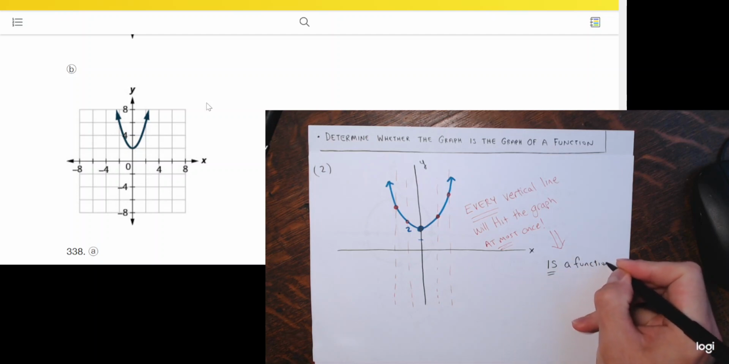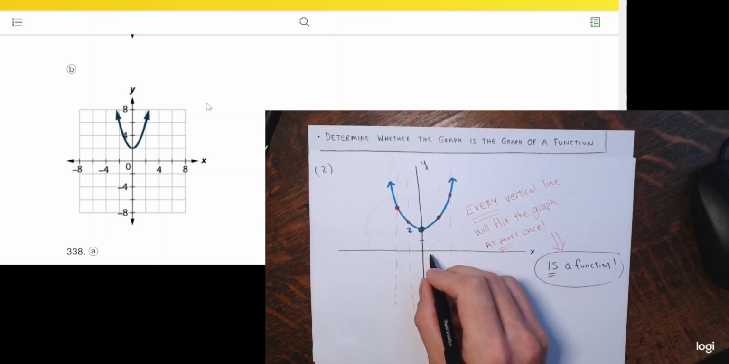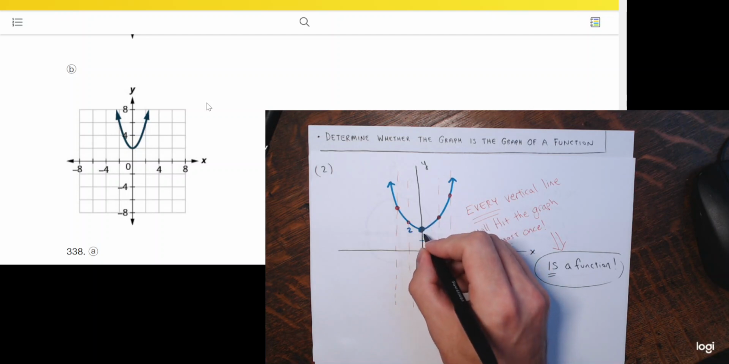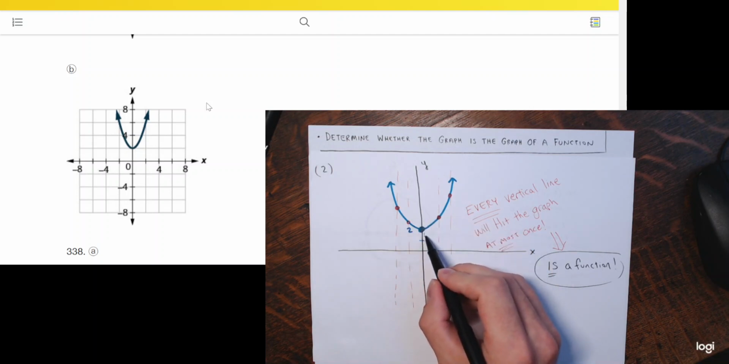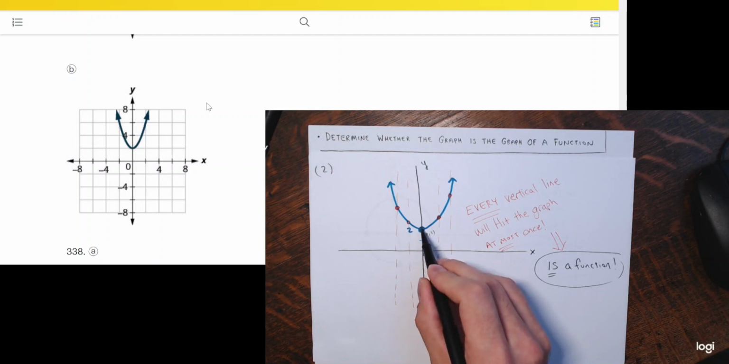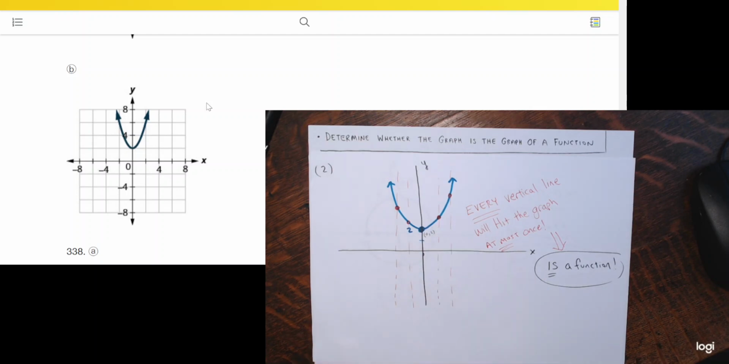It satisfies that definition. Every single value of x, every value in the domain, corresponds to exactly one value of y. Like this point here is the point 0, 2. So the x value of 0 is assigned to the y value of 2. And that's it. And every x value is assigned to exactly one y value. Thus, a function.